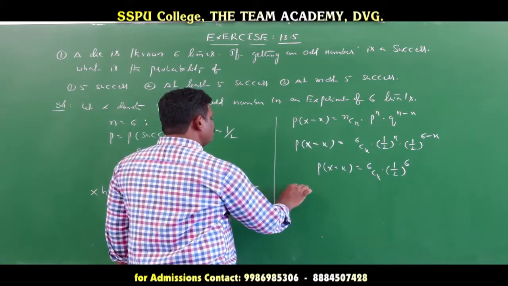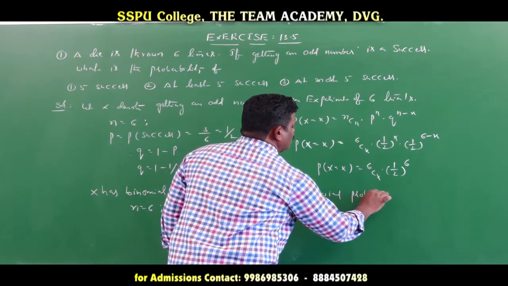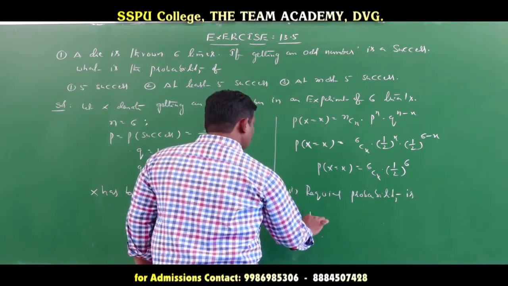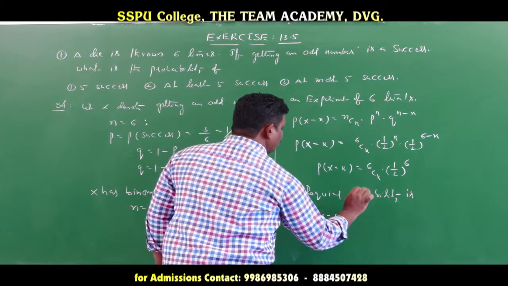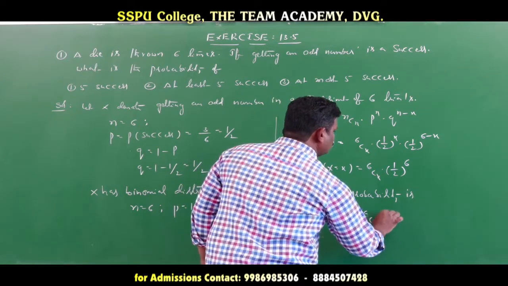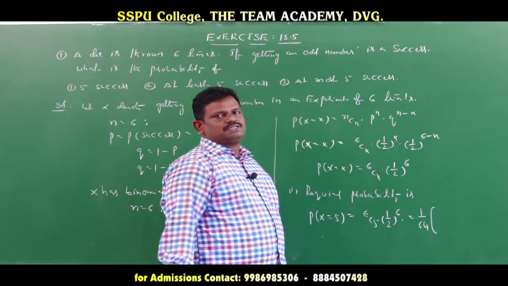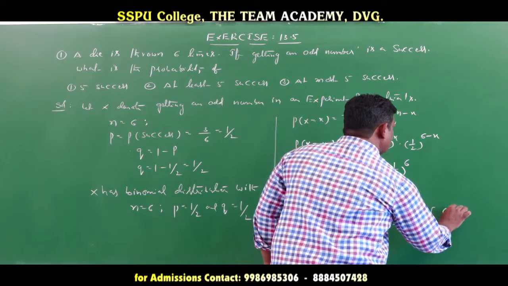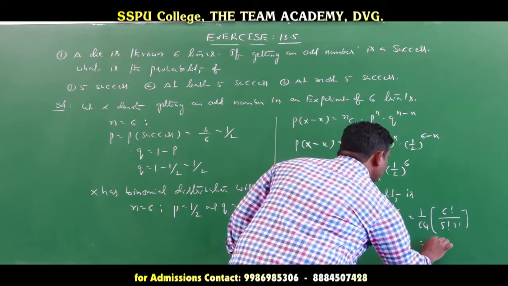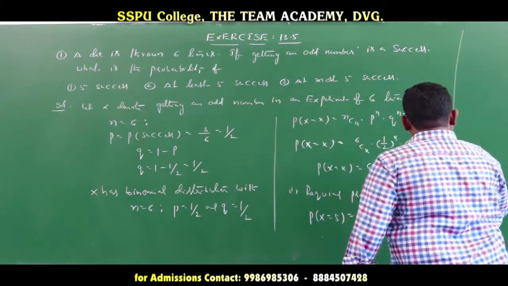Now, one by one, we have to prove what is required. First, the required probability is for 5 successes, so x is equal to 5. That is 6C5, 1 by 2 whole power 6. 2 power 6 is equal to 64, correct? 6C5 means 6 factorial by 5 factorial into 1 factorial, so 6. Then that value is 6 by 64, which means 3 by 32.